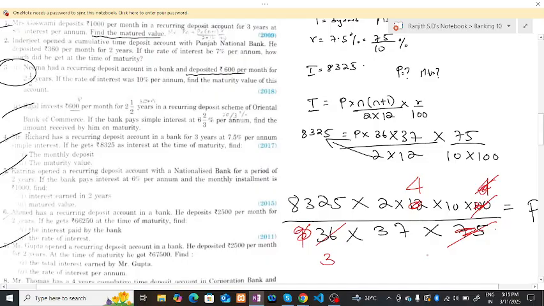After that, find MV, students, maturity value. Formula: P into N, principal into N plus interest. So when you divide 8,325 by 37, 37 is a prime number. 37 ones, it goes 225 times. And 3 ones are 3, 75. We are left with 75 into 4. P is equal to 75 into 4 is 150, 300.